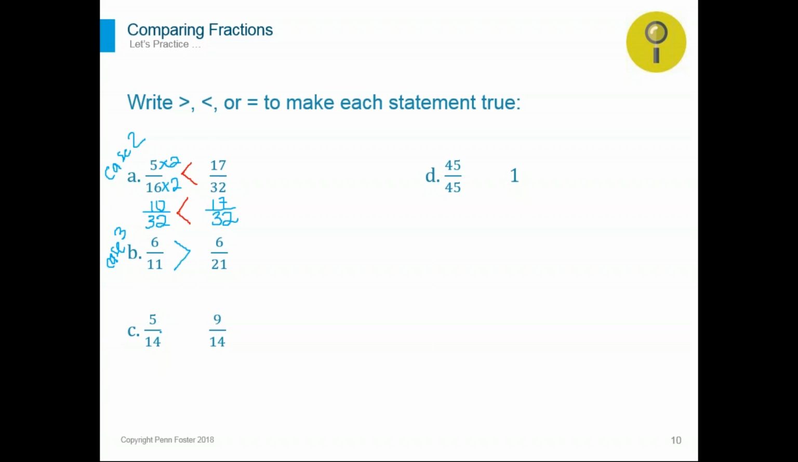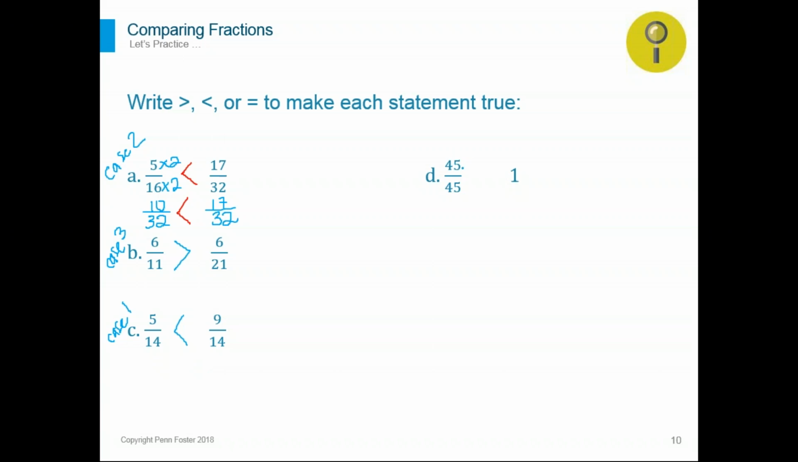Number C, 5 over 14 and 9 over 14. That is case number 1, straightforward. Compare the numerators since the denominators are the same. 5 over 14, 9 over 14, the 9 is greater. Then I can say, well, 5 over 14 is less than 9 over 14.